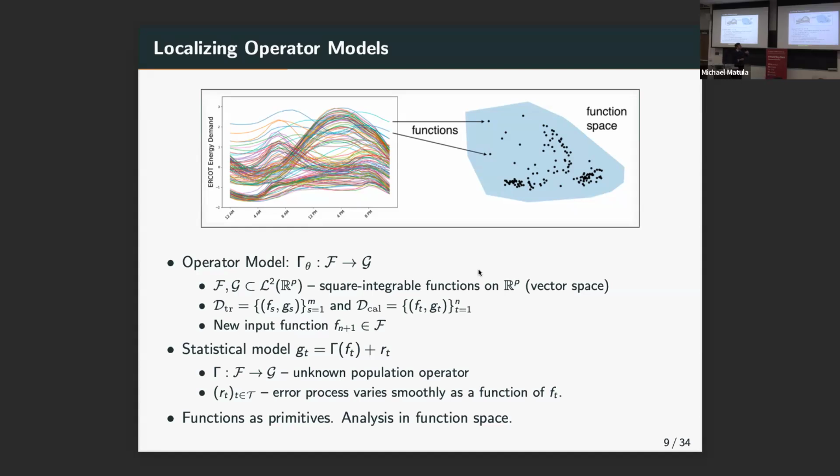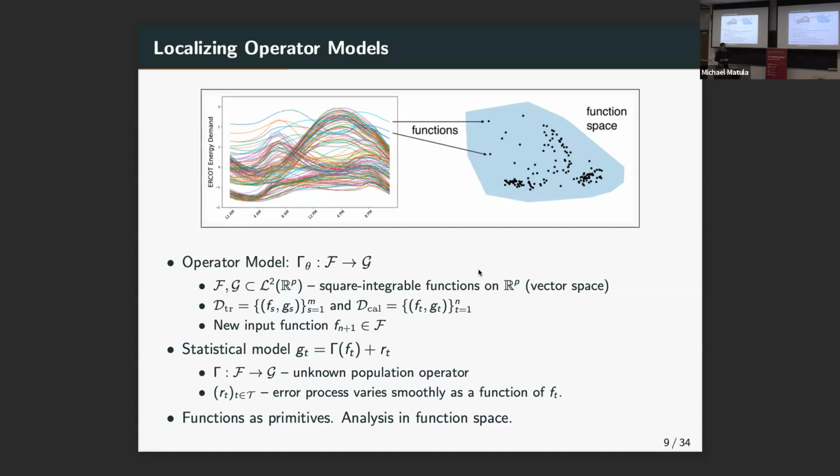And for a new input function, we're going to want to try and construct a prediction set. So we're going to assume we have observed some new input function. The n plus 1 is just simply to tell you that this is beyond the calibration data set, and we want to construct a prediction set. We have not observed its response yet.